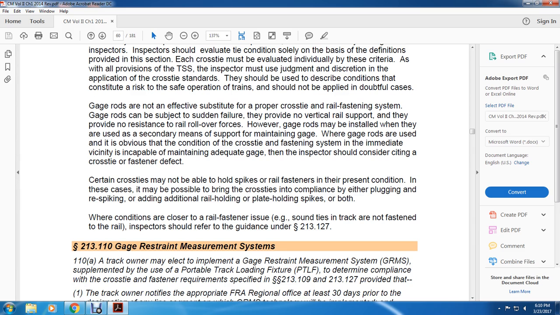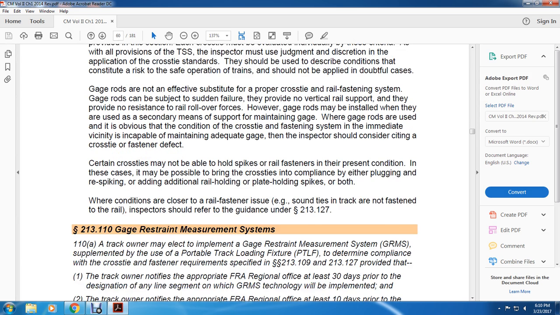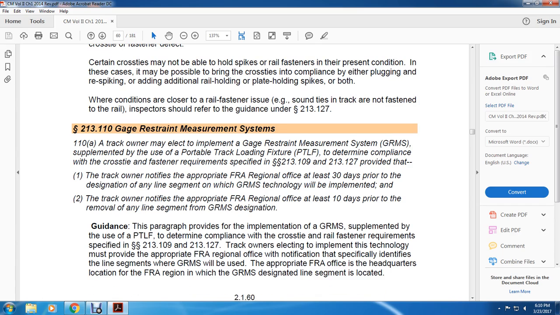Certain cross ties may not be able to hold the spikes of the rail fastener in present conditions, and it may be impossible to bring the cross tie into compliance with either plugging or respiking, additional rail-holding plating, holding spikes, or both. Where conditions are worse than the rail fastener issue, where the ties in track are not fastened to the rails, the inspector should reference Statute 213-127.